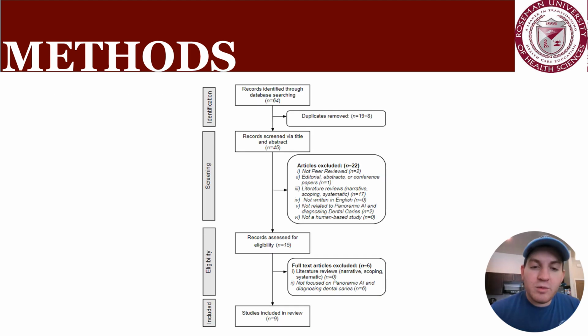You can see here we created a chart, which shows the records identified. Then we removed duplicates. Then we assessed the remaining records for eligibility. And you see at the end, we indicated to review 9 articles.